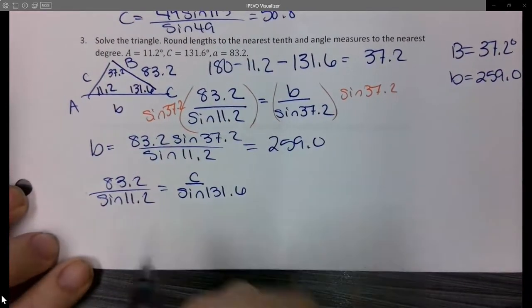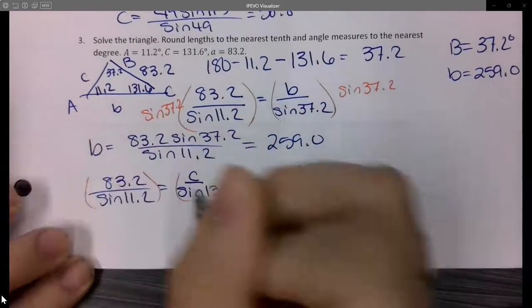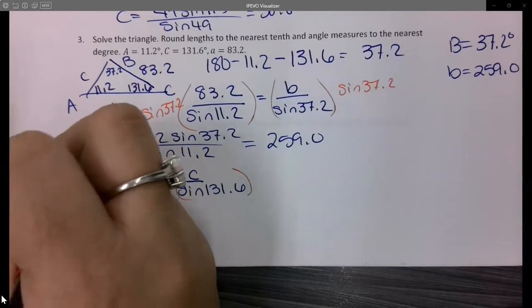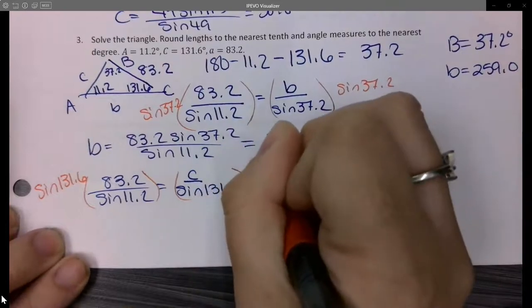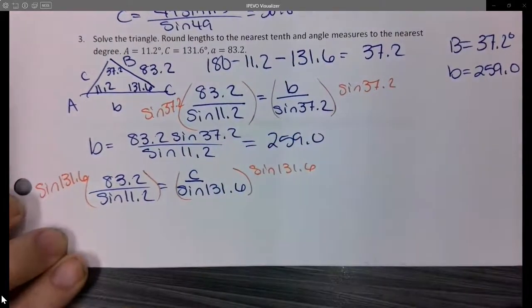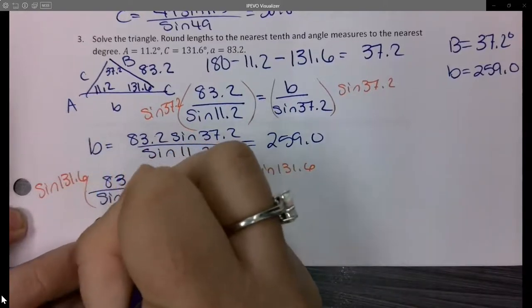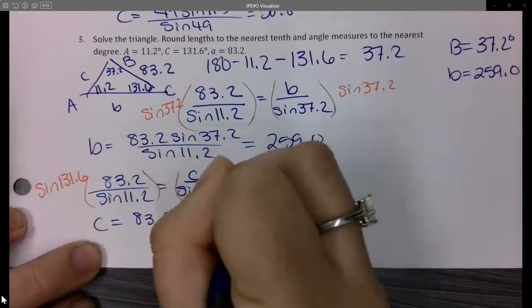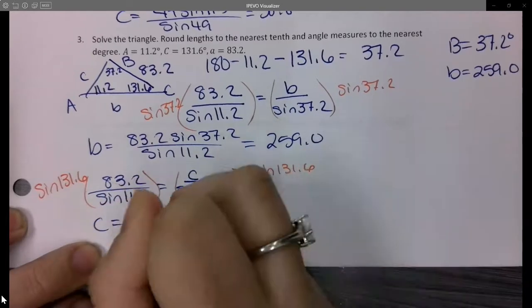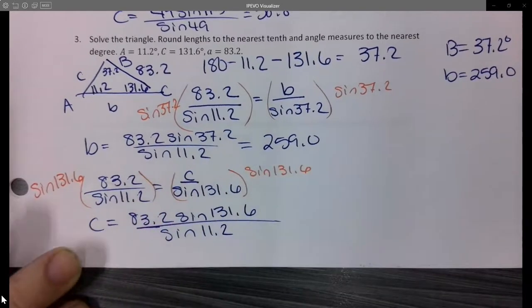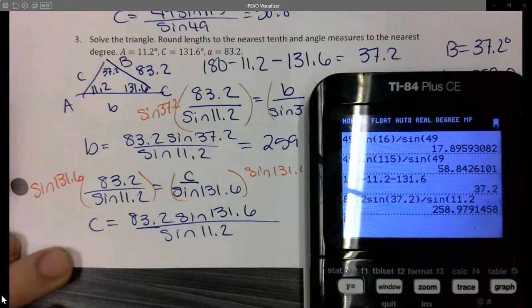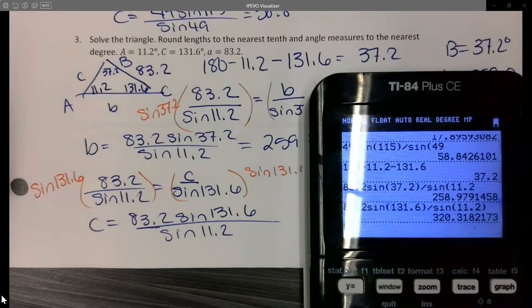Then I want to get C isolated, so I'm going to multiply both sides by sine of 131.6. If I rewrite this, this is going to get me C equals 83.2 sine 131.6 divided by sine 11.2. Then I want to type this into the calculator and simplify. This gets me 320.3.